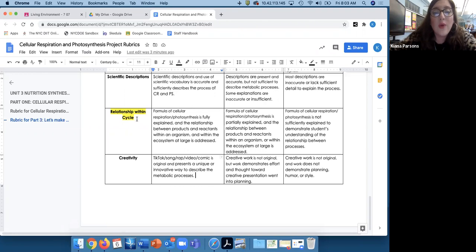Okay, so your creativity, your TikTok song, rap, video, comic, meme is original and presents a unique or innovative way to describe the metabolic process. And really coming up with a way to explain this process creatively will also help you understand the process. Wow, it's like this project is educational or something.